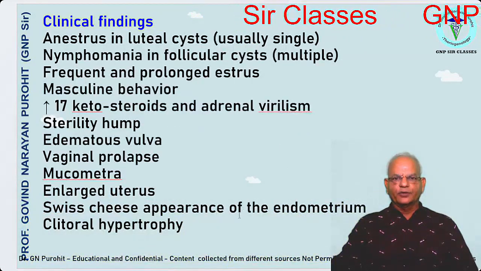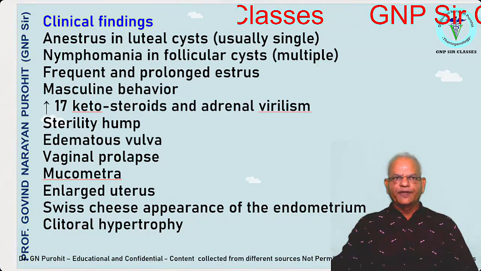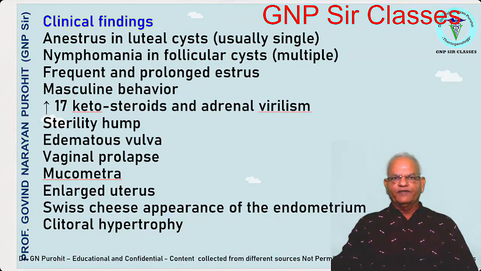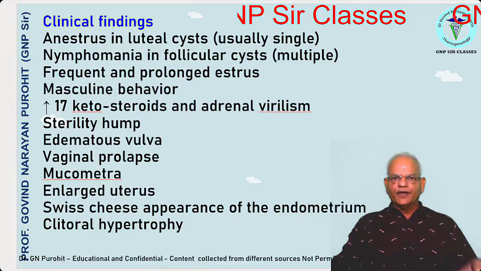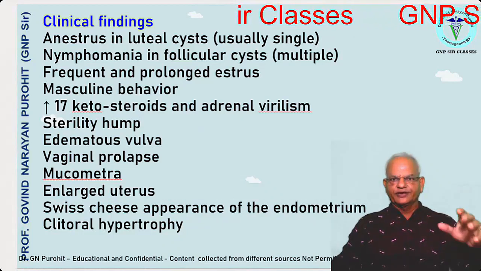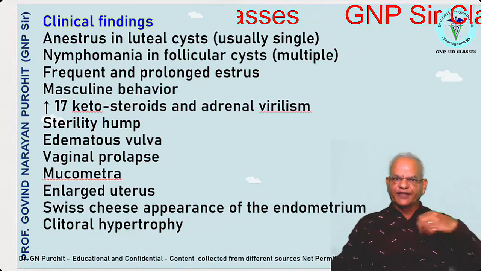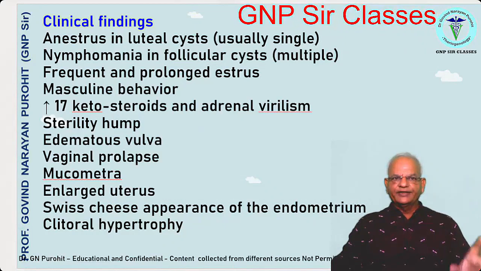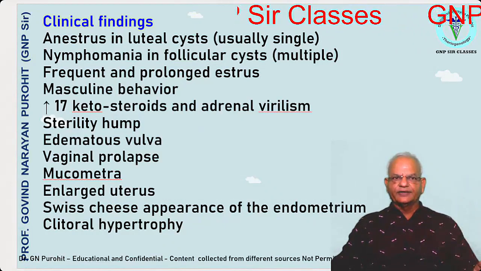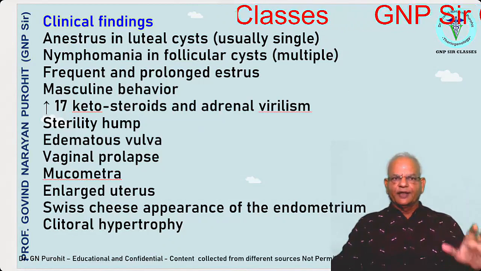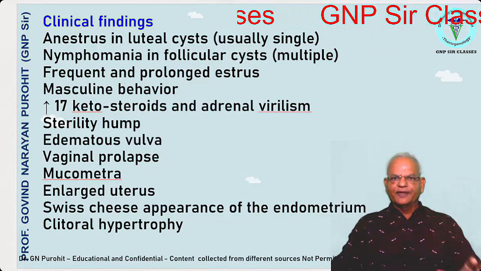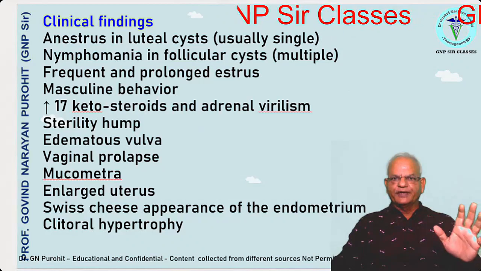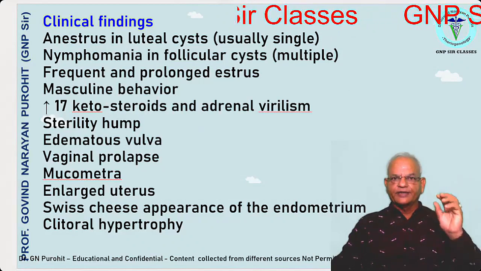Now, clinical findings. What could be the clinical findings? You can find anestrus in luteal cysts, which are usually single, and nymphomania in follicular cysts, which are multiple, with frequent and prolonged estrus, the animal remaining in estrus for 5 days, 6 days, and then after 5 days again returning to estrus, and then masculine behavior, increased 17 ketosteroids and adrenal virilism, edematous vulva, vaginal prolapse, mucometra as a sequela to ovarian cyst, enlarged uterus, Swiss cheese appearance of the endometrium, and clitoral hypertrophy.